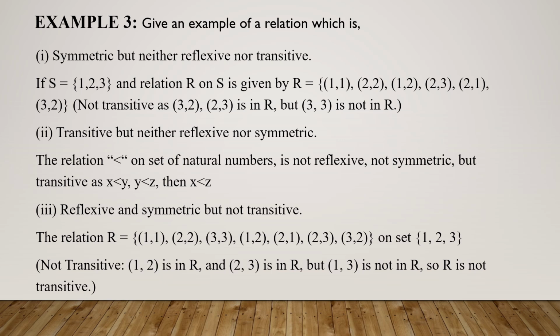Third case, reflexive and symmetric but not transitive. Suppose I have defined the relation R in this manner, then this relation is reflexive because (1, 1), (2, 2) is there.